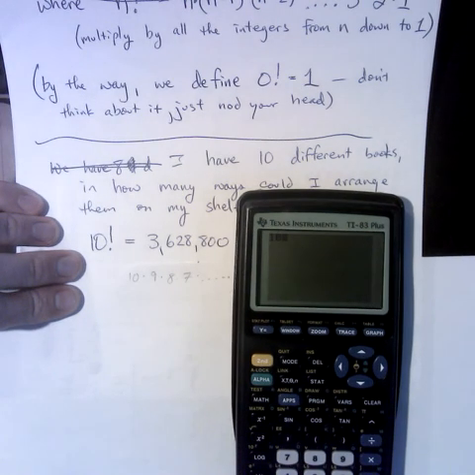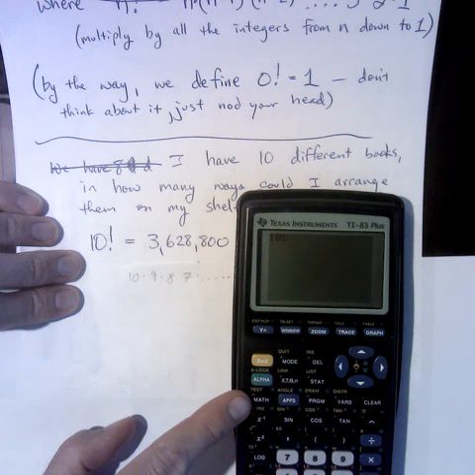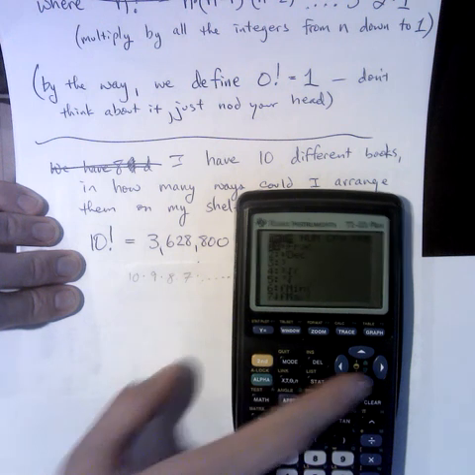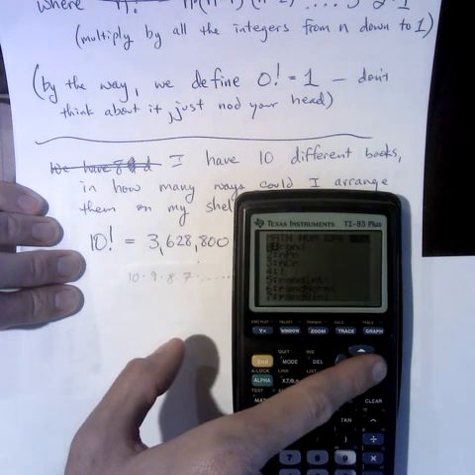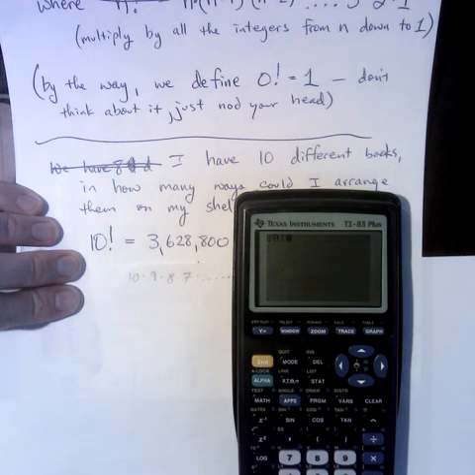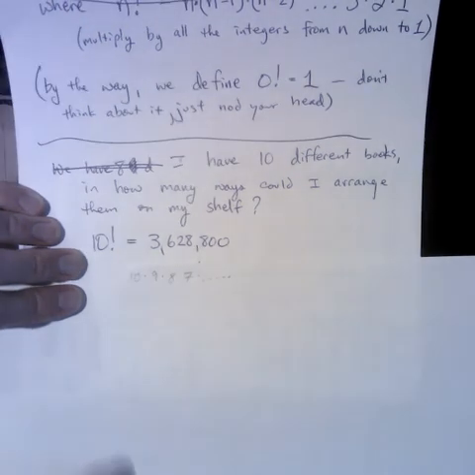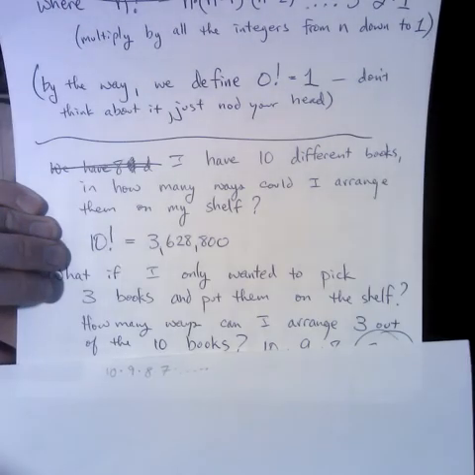Punch in the number 10, and then in my TI calculator, I'm going to go to the Math menu. I'm going to go over to the probability menu, and then you can see that exclamation point down there in option number 4. 10 factorial gives me 3,628,800. Okay, save you some multiplication right there. All right, so little twist here.